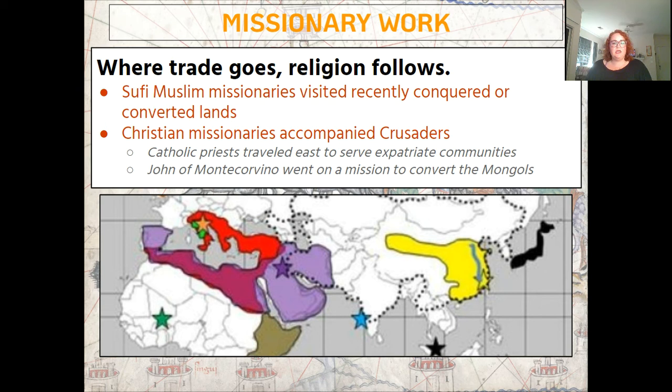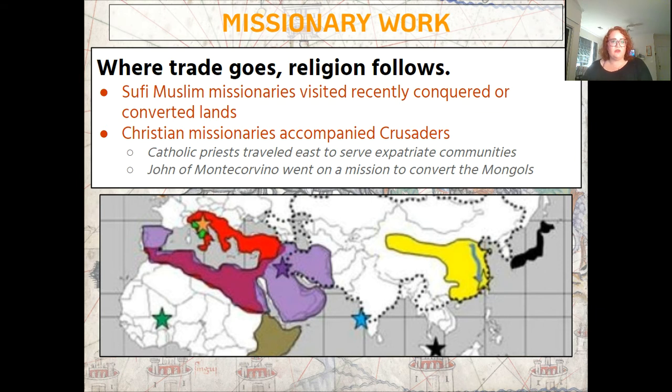You also saw the growth and expansion of religion. So we looked at the Islamic caliphates and the spread of religion in northern Africa along those trans-Saharan trade routes. You had Sufi Muslims who were missionaries that visited, conquered or converted lands, as well as Christian missionaries who accompanied crusaders. Catholic priests would often travel into the East to serve expatriate communities.